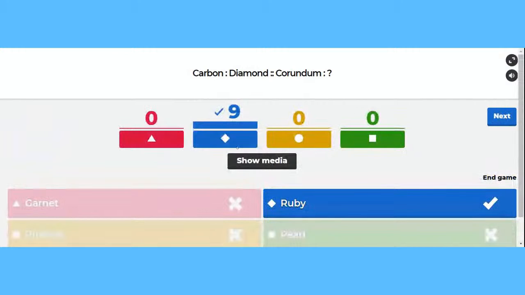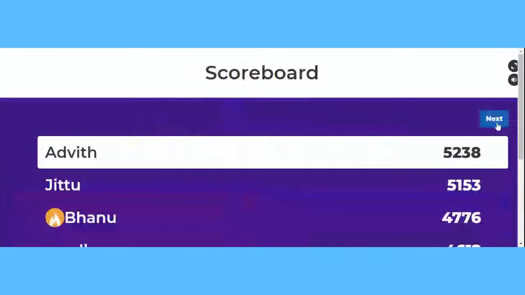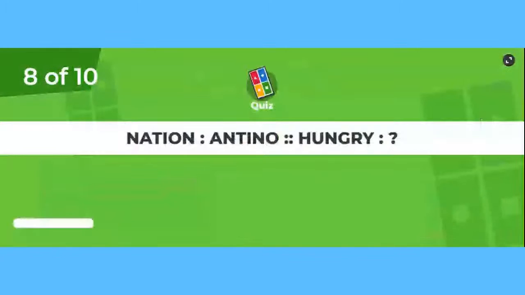I have got 9 answers and the correct answer is Ruby. Now let's move on to the next question. Advait is in the first place and Jitu is in the second position and Banu is in the third one. Now let's move on to the next question.